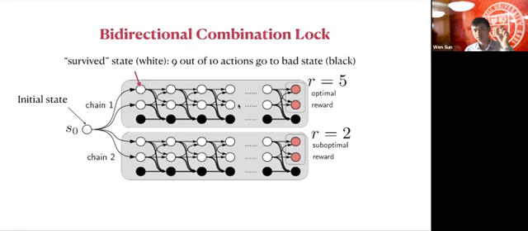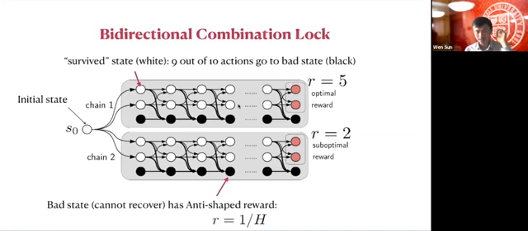And if you pick a wrong action, which in this case has 9 wrong actions, you will be deterministically transited to the bad state, which is the black state here. For this bad state, you will basically stay there forever. All the actions in the bad state will just transit you to the next bad state. So there's 0 probability you will be able to recover back to the survived state. And to make the problem even worse, we're going to add an anti-shaped reward in this bad state. Whenever you hit the bad state, I'm going to give you a tiny incentive, a tiny reward.